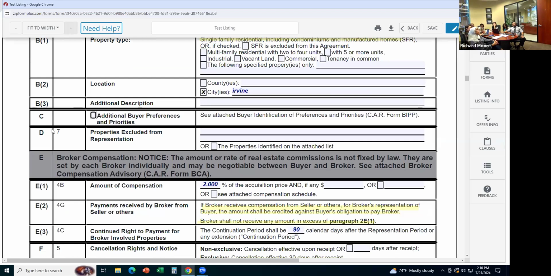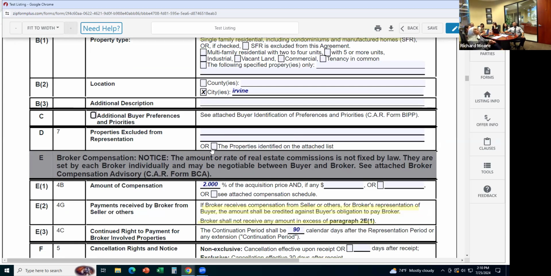Also on section D here, properties excluded from this representation. Maybe they've already seen properties with another agent or they submitted offers on other properties. And you want to make sure those properties are not included in this agreement, because you're not going to get paid on that anyway if another agent showed us those properties. So if there are, this is where you would type those properties in.